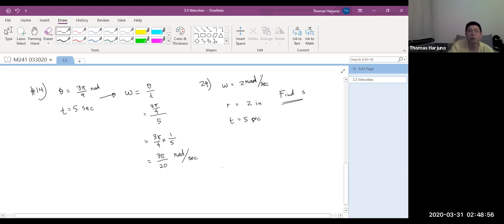Now we know that linear velocity equals the distance over t, right? So the distance that we are looking for is the linear velocity times the time t. Now, however, we also know that omega is equal to theta over t, right?